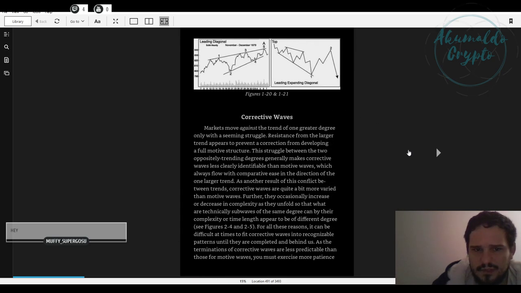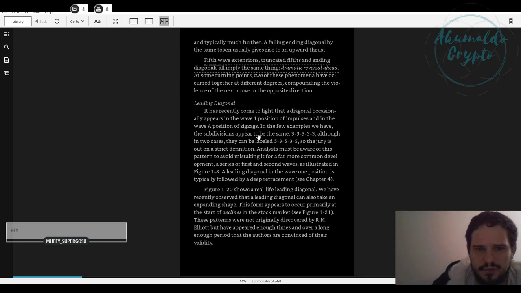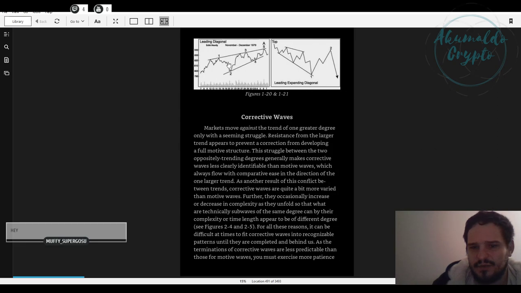Not this one. This is the pattern that I'm using. The leading diagonal that's composed of 3, 3, 3, 3, and 3. This pattern here is an A, which would lead to a B and a C.